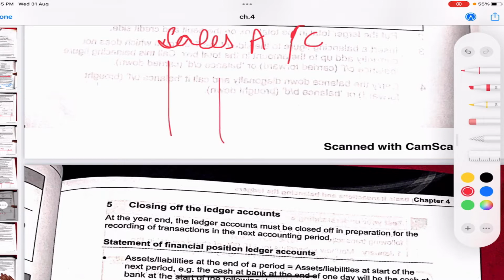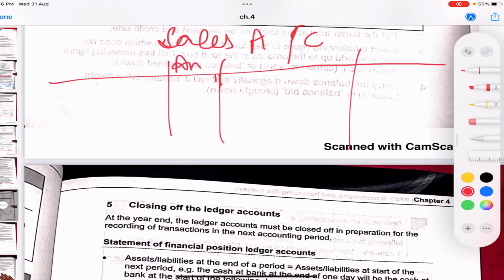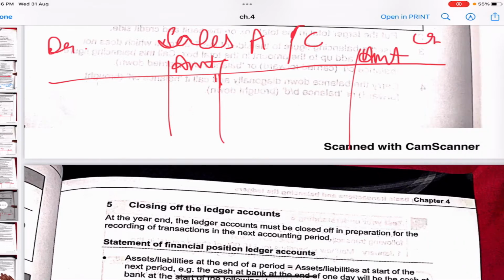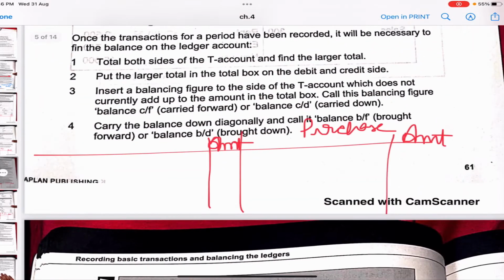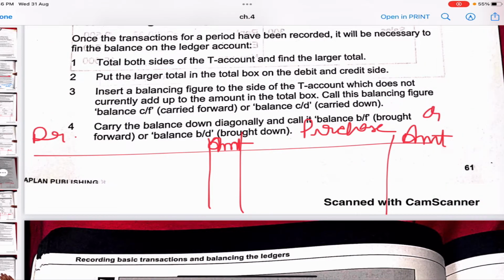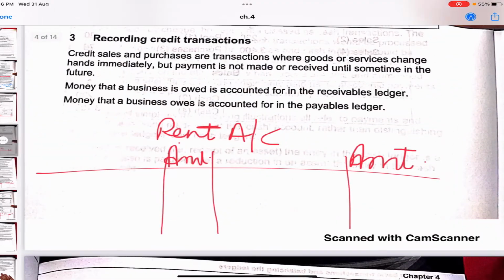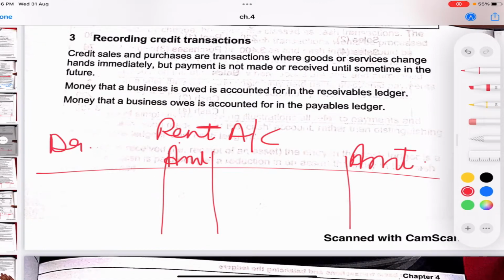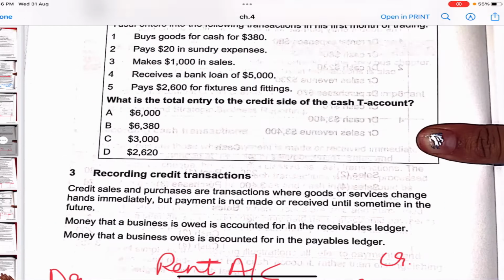Right. I hope you're writing it along with me so that you practice it by yourself as well. So this is amount and this is amount. And yeah, we missed writing debit and credit. So you know this side is always debit and this side is always credit. Same goes here. This side is always debit. This side is always credit. Same goes here. This side is the debit and here we have the credit side.